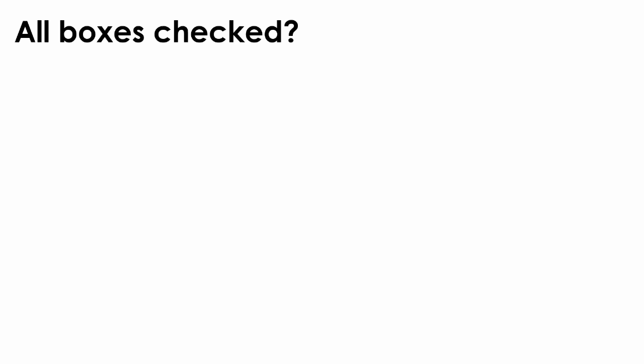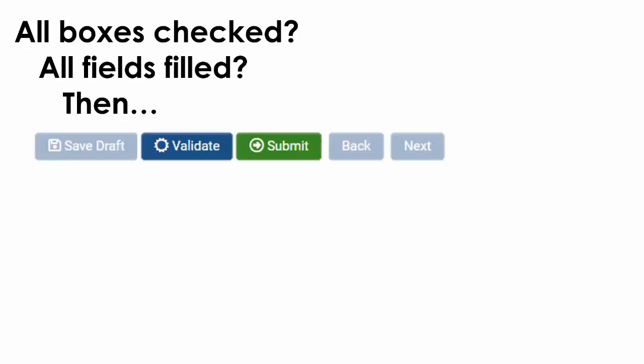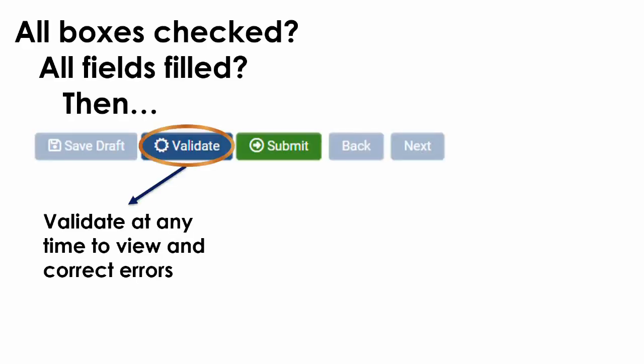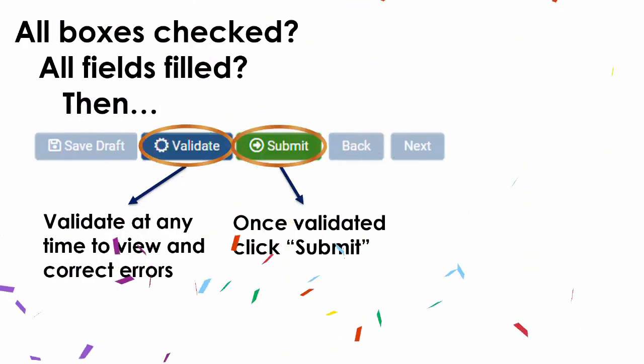So what does submitting an application look like? How do you know that you're ready to submit? Well, have all the boxes been checked? Are all of the fields completed? Then you can validate to ensure that there are no errors. And after successful validation, all you have to do is click submit.